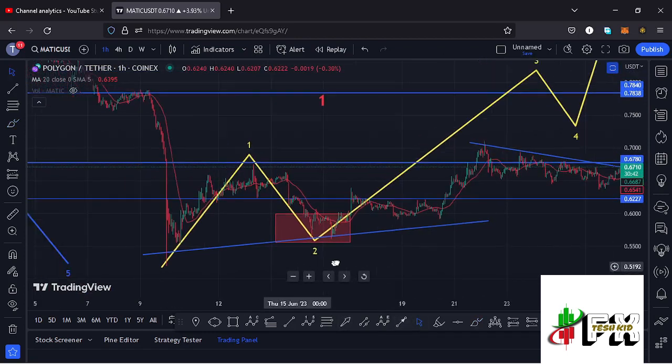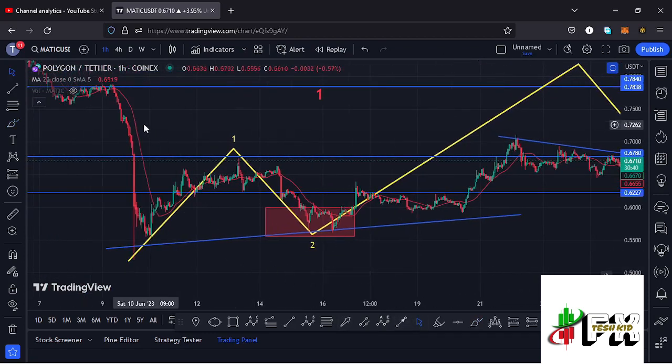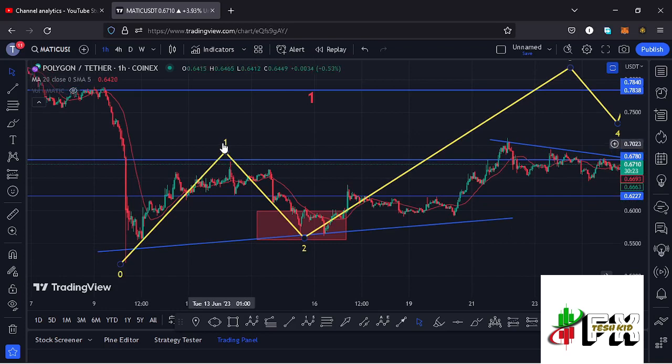you can first see that after seeing this massive crash on the 10th of June in a breakdown move that gave us a low at around the $0.52 mark, we started this nice recovery to the upside in a move that has been obeying the ED12 structures, where I'm terming this as a first wave to the upside.